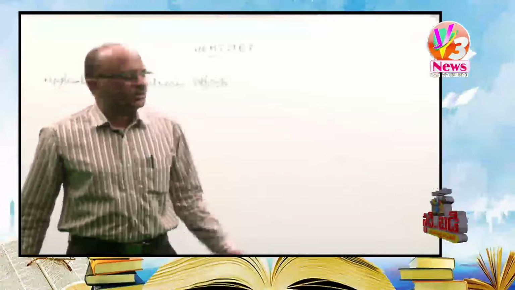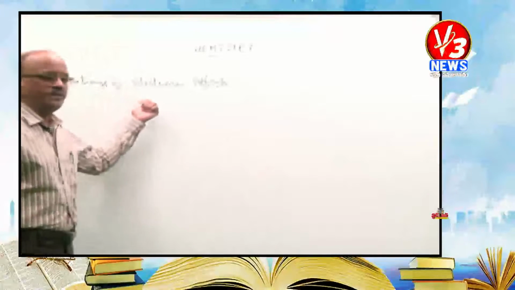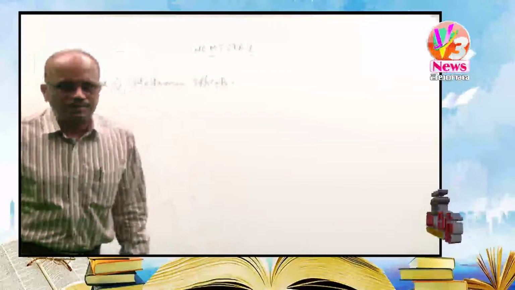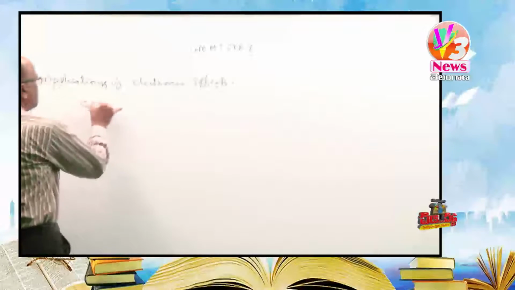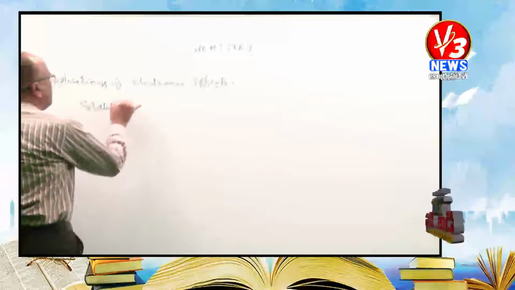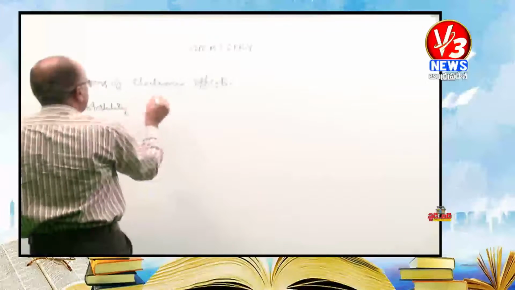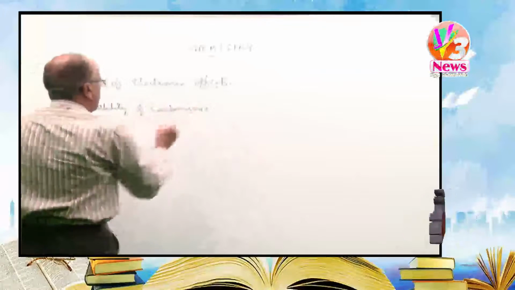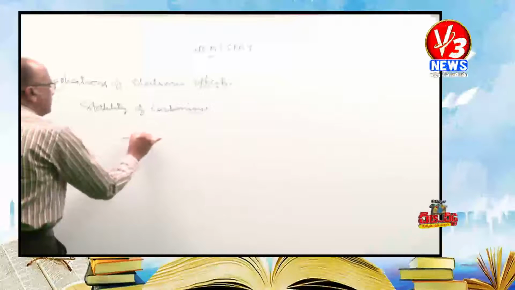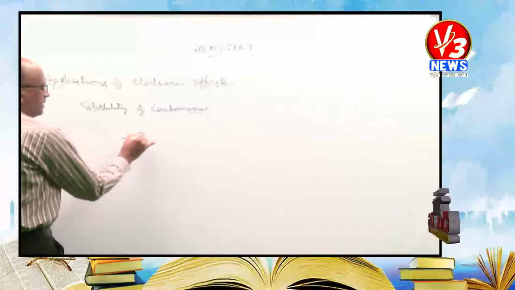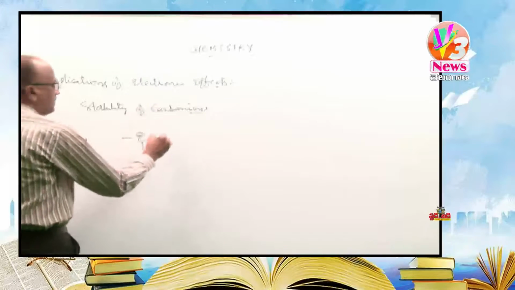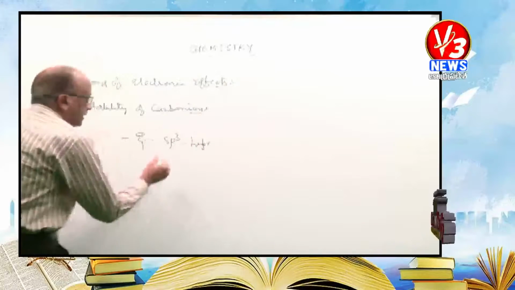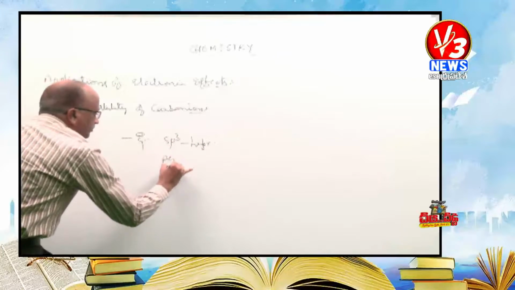Good evening, students. Today we will continue with the applications of electronic effects. Yesterday we completed the stability of carbocations. Today we will see the stability of carbanions. In a carbanion, there will be a negative charge on one of the carbon atoms. So in a carbanion, this is the negative charge, and around this, 4 sigma pairs of electrons means this is sp3 hybridized, and the shape of the carbanion is pyramidal.